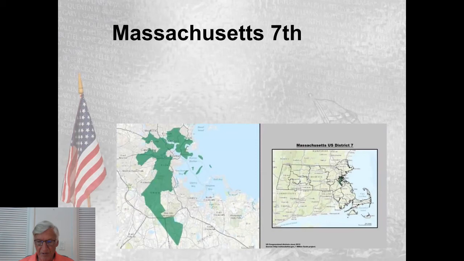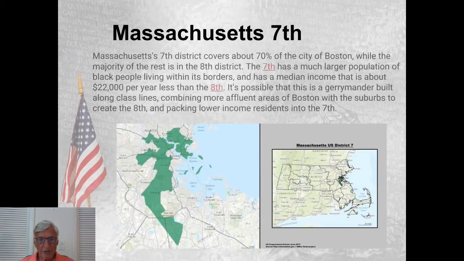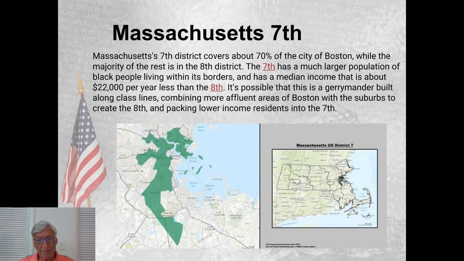Massachusetts 7th. And here again, you have a long, narrow district. So you wonder why. The 7th district covers about 70% of the city of Boston, while the majority of the rest is in the 8th district. The 7th has a much larger proportion of Black people living within its borders and has a median income that's about $22,000 less per year than the 8th.